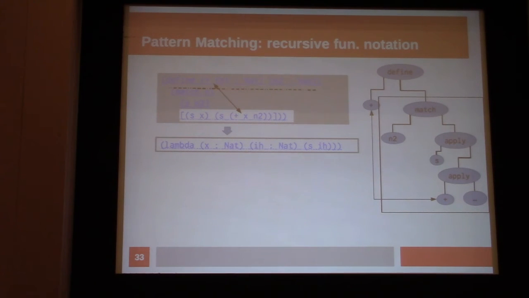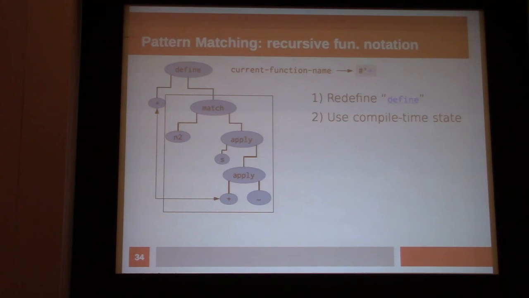To do this, we can first redefine what this define notation is. That means our extension system needs to support redefining existing syntax, and then we can use compile time state to communicate across these notation definitions. So what's going to happen in our definition of define is we're going to record the current function name as plus, so that when we get down into this match we can look at the heap and learn this information about everything that happened earlier in the elaboration.